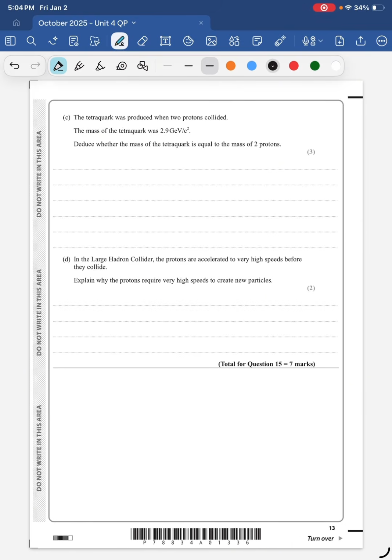C. The tetraquark was produced when two protons collided. The mass of the tetraquark was 2.9 GeV over c squared. Deduce whether the mass of the tetraquark is equal to the mass of two protons. So this is pretty straightforward. We take the mass of the proton and multiply by c squared and see what we get. So we have 1.67 times 10 to the negative 27 times 3 times 10 to the 8 squared. And if we carry on the calculation, we'll find 1.5 times 10 to the negative 10 joules.